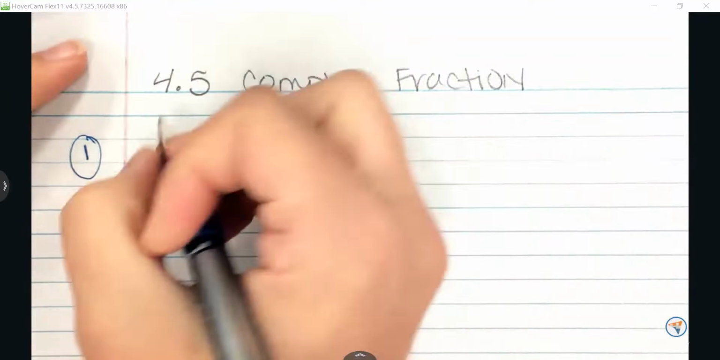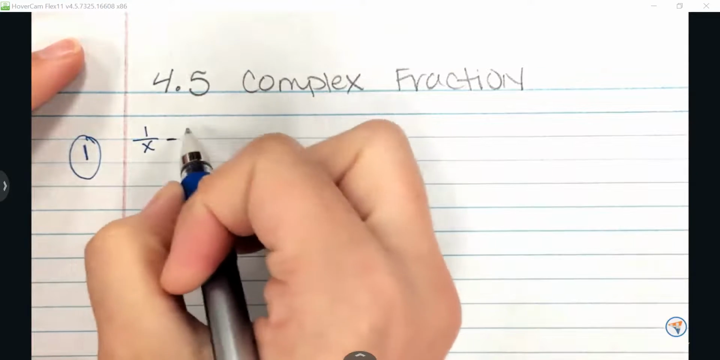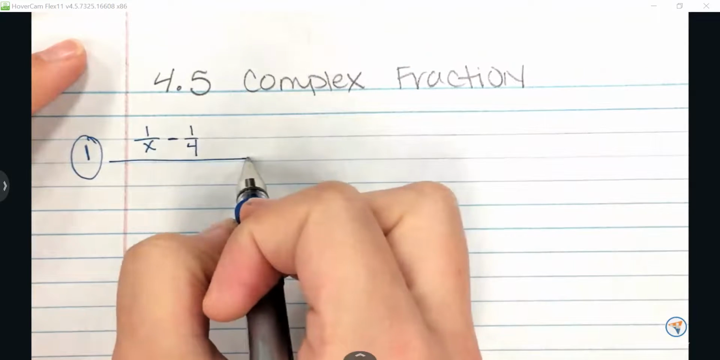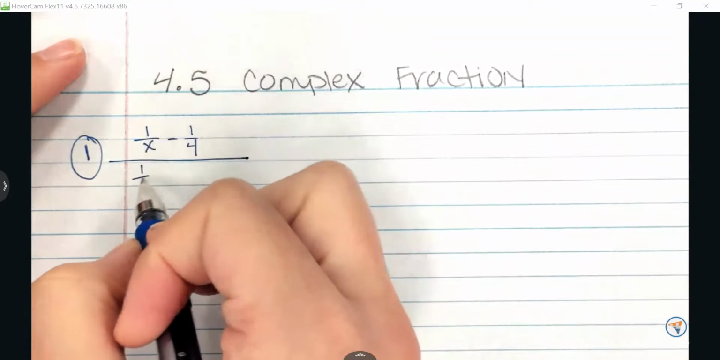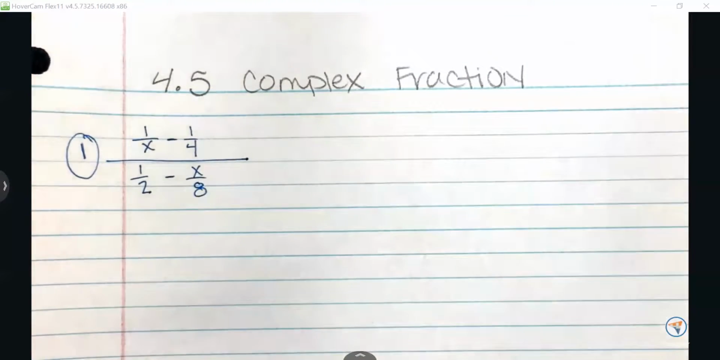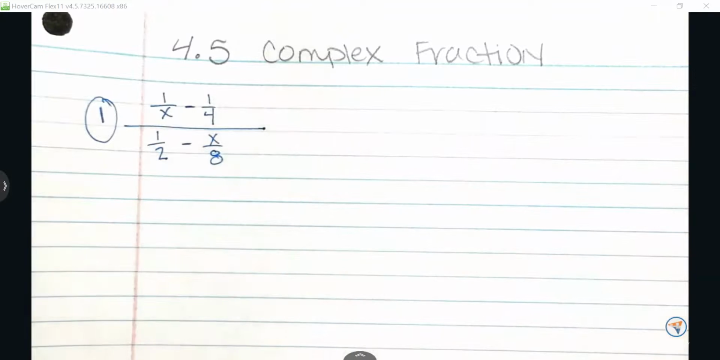Example number 1 will say 1 over x minus 1 over 4, all over 1/2 minus x over 8. So this is a complex fraction, fractions over fractions, but I'm going to teach it to you where it's going to be super simple to read and understand, okay?